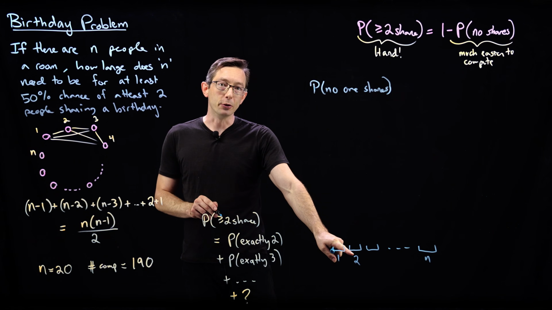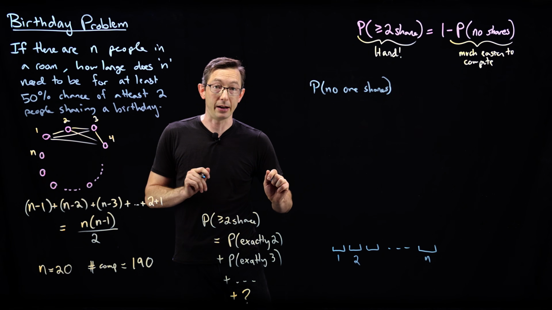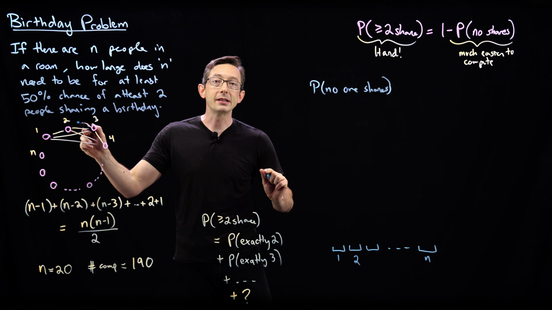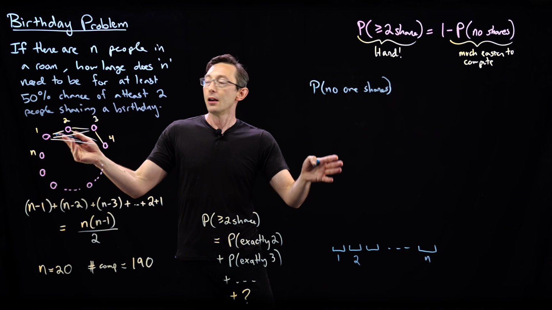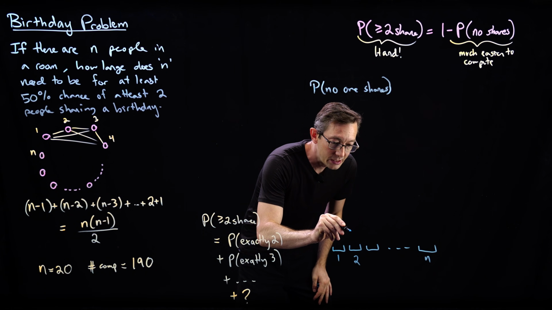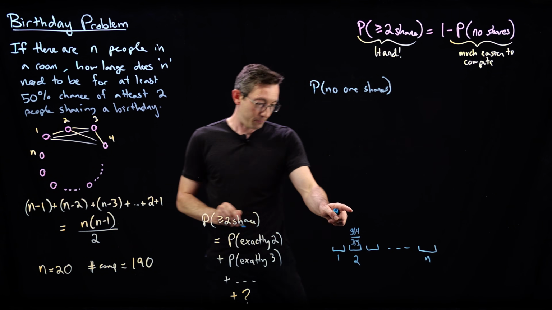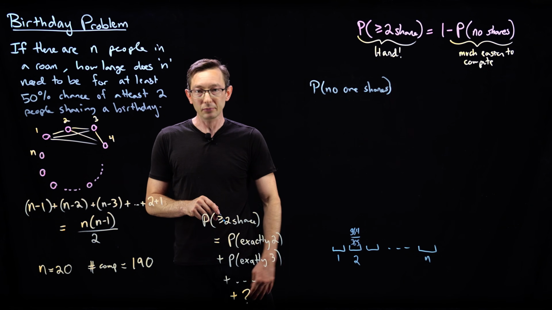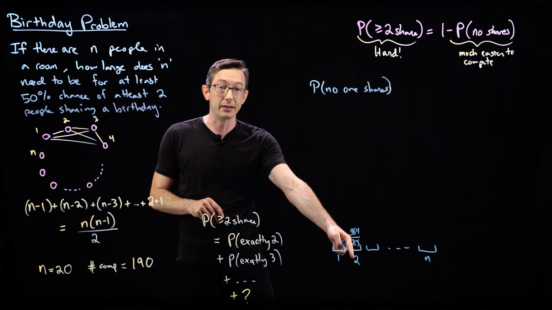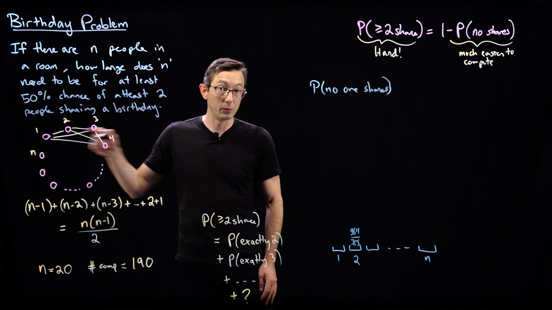Now, person 2, out of all of the 365 days that they could have, 364 of those days mean that they will not share a birthday with person 1. So there's a 364 out of 365 probability that person 2 will not share a birthday with person 1.